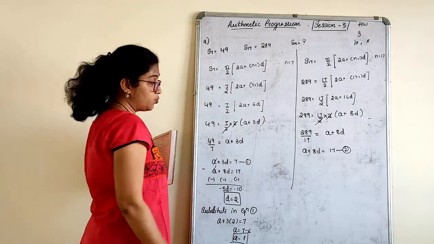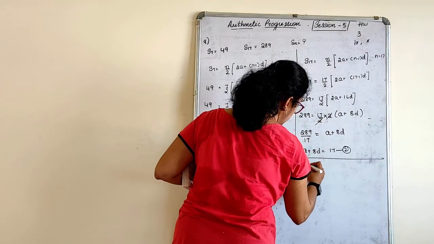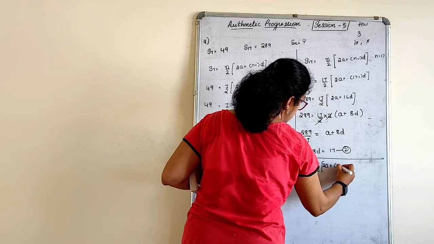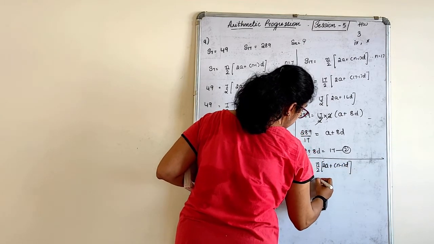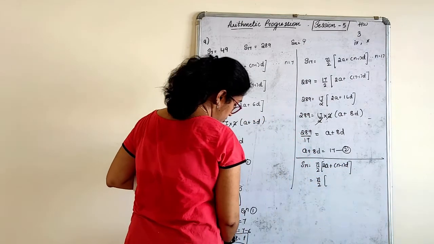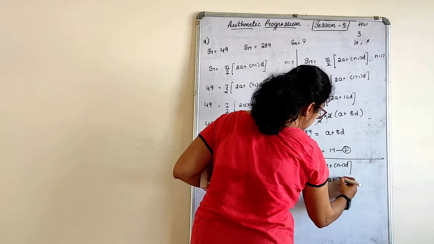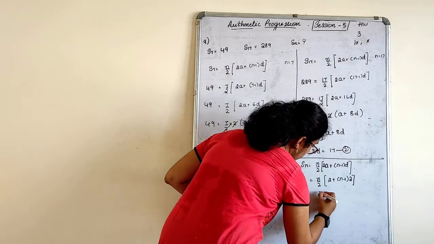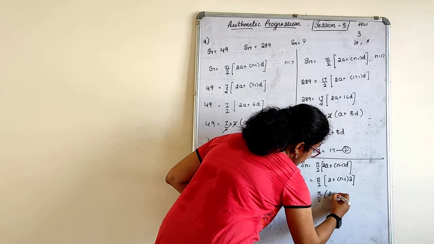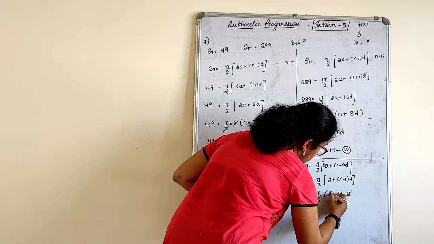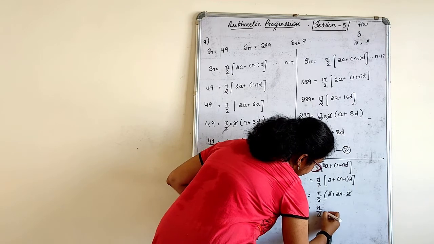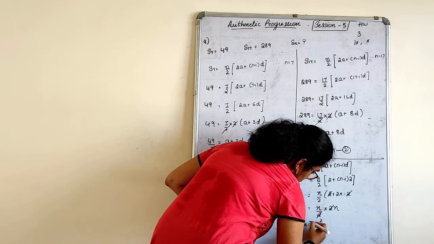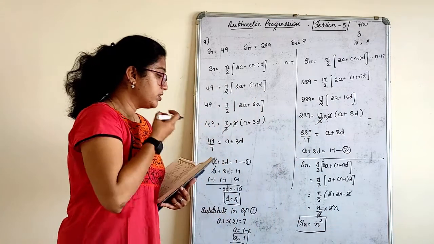D is 2 and A is 1, children. Sn is equal to n by 2, 2a plus (n minus 1) d. n by 2, 2 into a is 2, plus n minus 1 and d is 2. n by 2, 2 plus 2n minus 2. n by 2 into 2n. Sn is equal to n square.